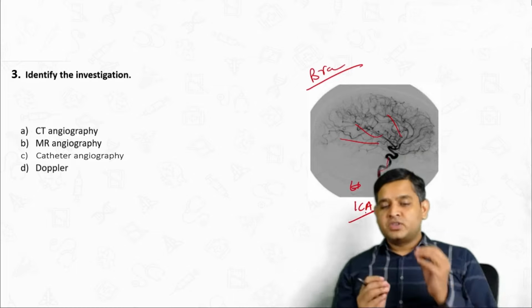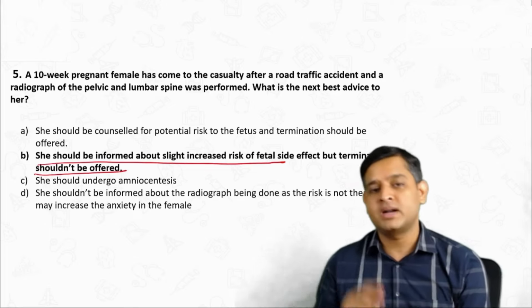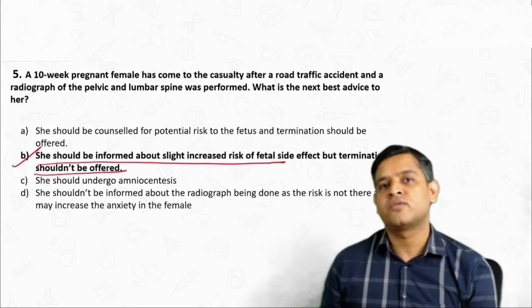Next question. A 10-week pregnant female has come to the casualty after a road traffic accident, and a radiograph of the pelvis and the lumbar spine was performed. What is the next best advice to her? Now please remember, accidental exposure to ionizing radiation of diagnostic range is not an indication for termination of pregnancy. There is a slight increased risk, so she should be informed about the slight increased risk of fetal side effects, but termination should not be offered. That's the answer.